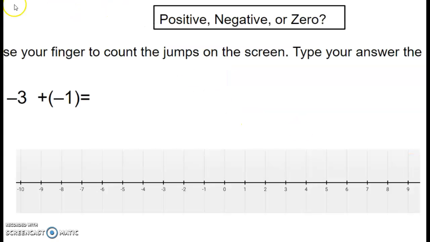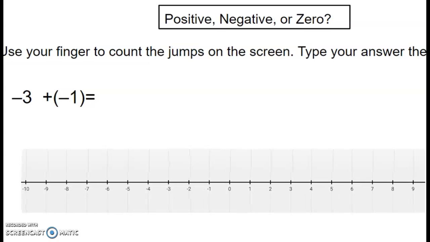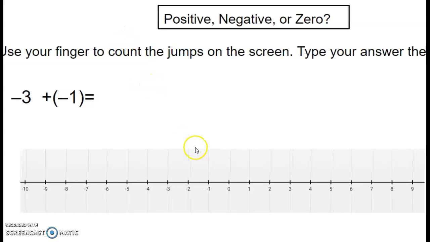Okay, so I want you to use your finger and see where you end up. If you start at 0, first you're going in the negative direction 3, and then in the negative direction 1. Where do you end up? Pause this video and try it. You should end up at -4. Let's try another one. You start at 0, negative direction 4, positive direction 7. And you should end up at +3.